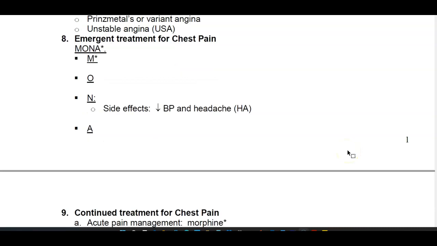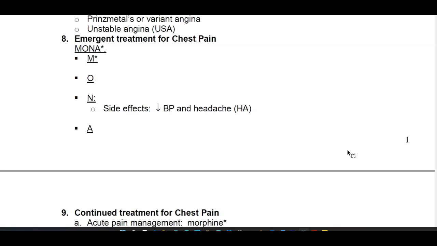So how do we treat unstable angina? So we have the emergent treatment for chest pain or unstable angina. The acronym to remember is MONA. So MONA stands for morphine. M for morphine, O for oxygen, N for nitrate, and A for aspirin. So morphine, as we know, is an opioid, a narcotic, and it's a drug of choice because it actually lowers the myocardial oxygen demand, it decreases the pain, and it decreases anxiety.